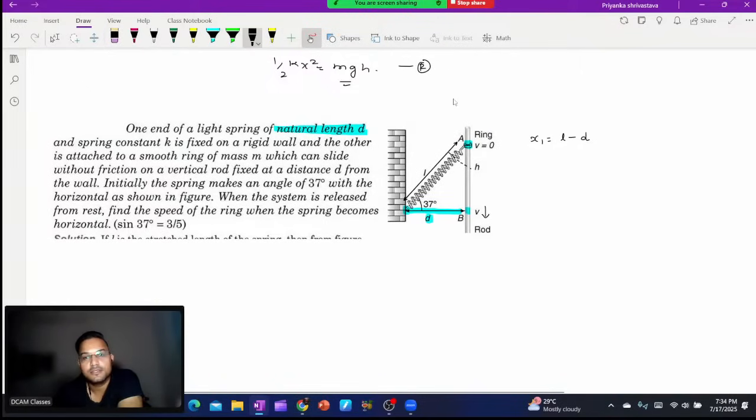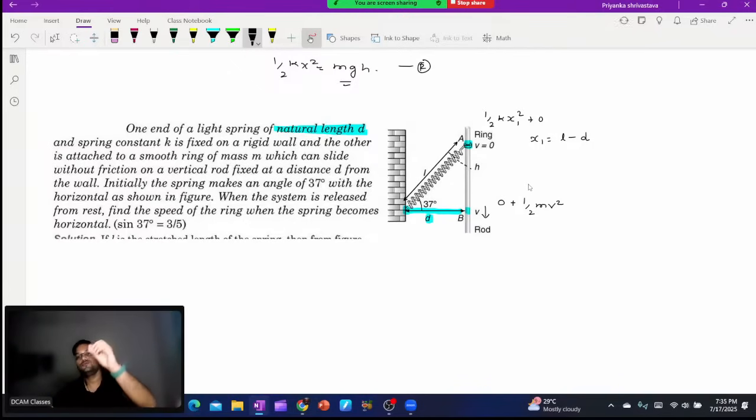Is it difficult? See, you will understand it's not difficult. Actually, the expansion in this spring will be its length minus the natural length. d is the natural length. So expansion here will be L minus d. So at this point, when it is expanded, it will have some potential energy because it is expanded from natural length, but no kinetic energy, 0. At this point, bottom point B, since the spring natural length was d, there is no expansion or compression here, so this potential energy will be 0, but here kinetic energy will be there.